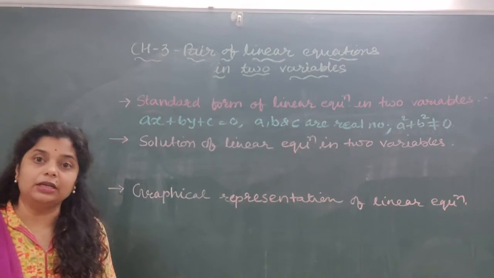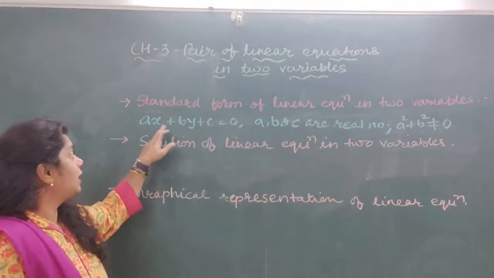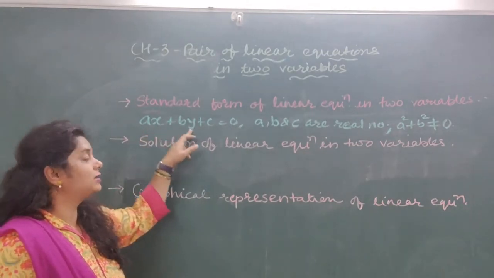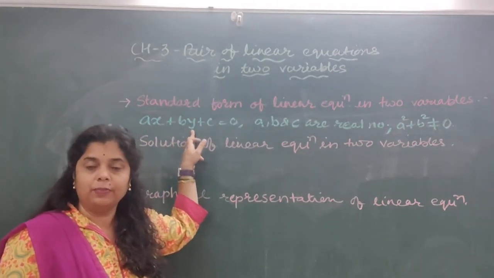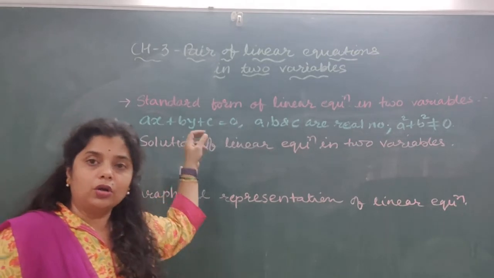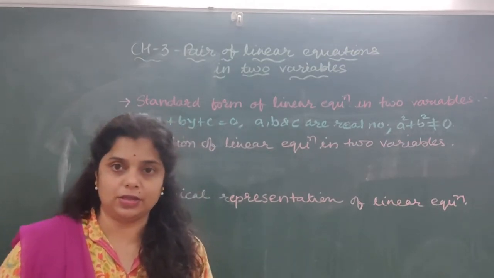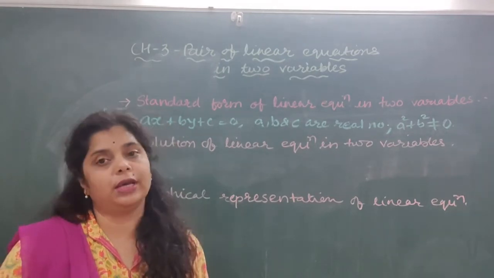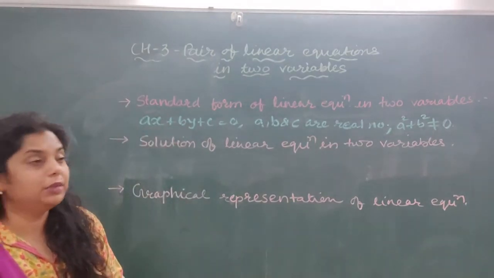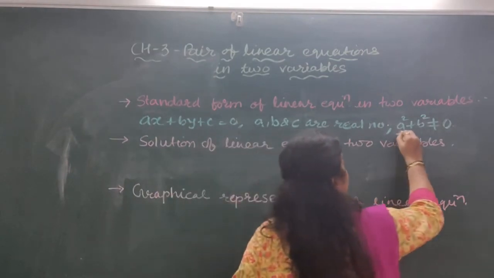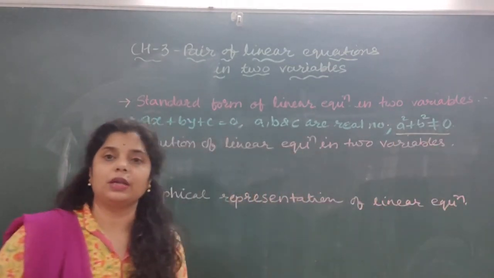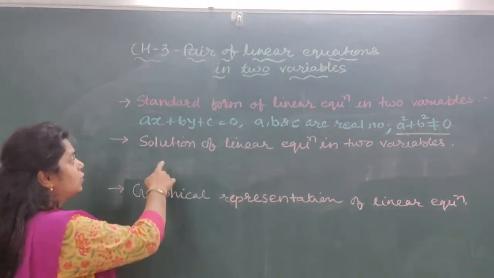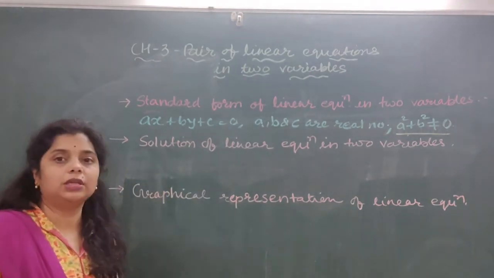So what does it mean? It means that a and b, which are the coefficients of the x and y variables respectively, are not both together 0. At one time, a and b are not both 0. That is the meaning of this condition, a square plus b square is not equal to 0. Is it clear? Okay. Now, solution of linear equation in two variables.